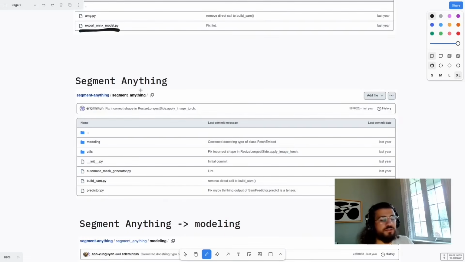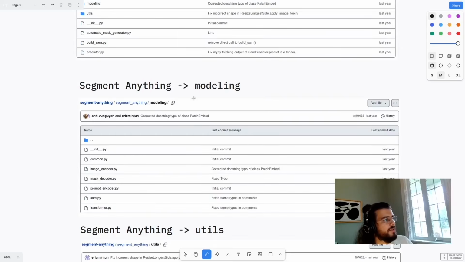After that, you have the main folder, which is segment_anything, and in this folder, you have a typical machine learning project type of structure. You have stuff that goes into modeling over here. You have a utility library over here. You have what's called automatic mask generator over there, build SAM, and predictor. We're gonna check each of these elements to understand a bit how they are structured.